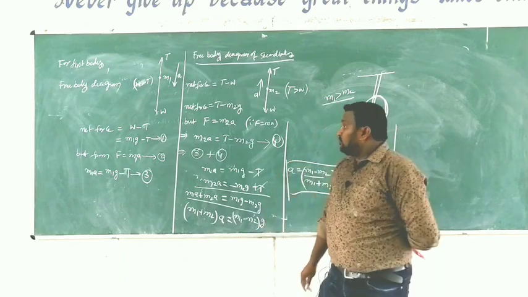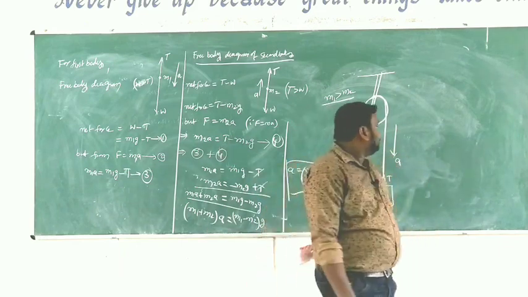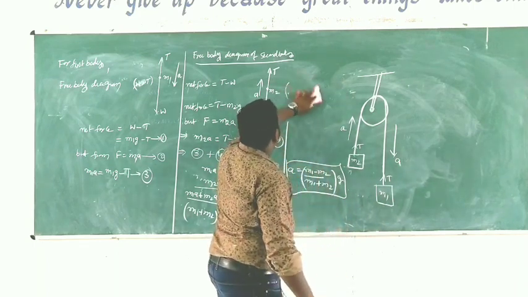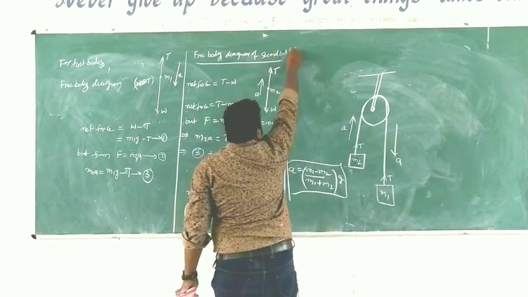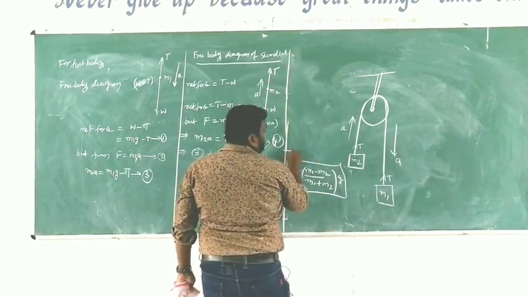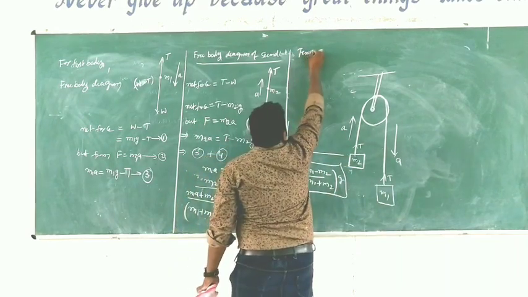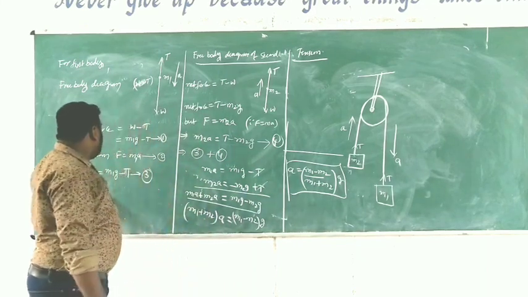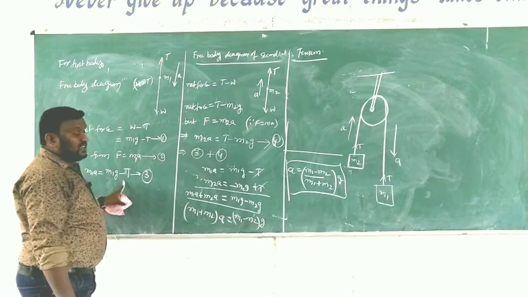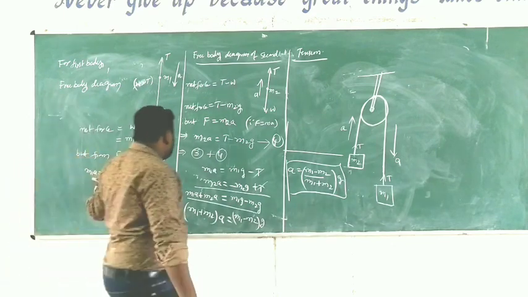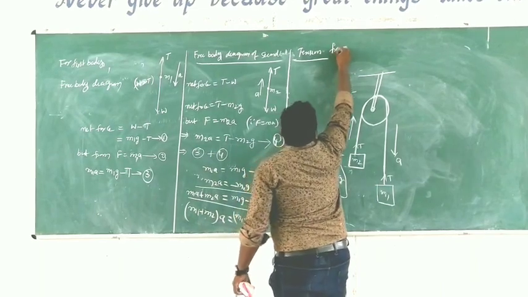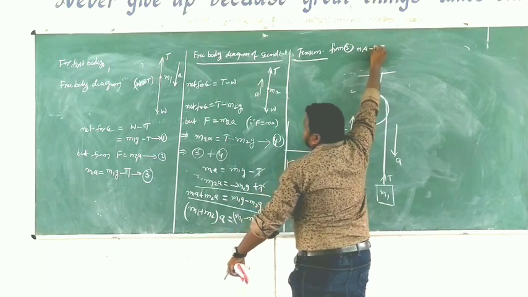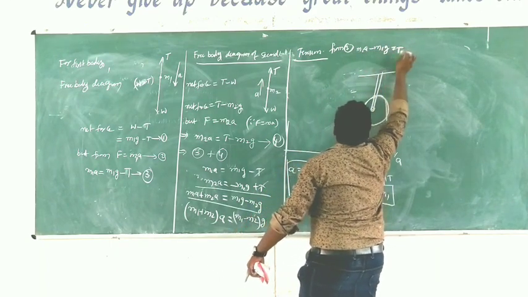After that, we want to find out the expression for tension. So here, children, I hope you understand. I am ready here for tension. Tension is equal to, how can we write? What is equation number 1? M1A is equal to M1G minus T. I am substituting the A value in this equation from equation number 3.